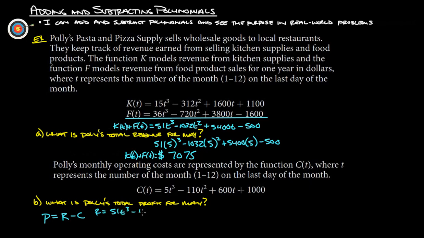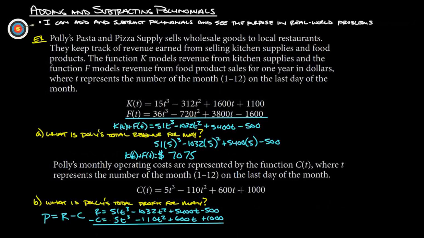In that case, our revenue is 51t cubed minus 1032t squared plus 5400t minus 500, because that's what we got when we added our two revenues together. And now we're going to subtract our cost, which is 5t cubed minus 110t squared plus 600t plus 1000. So we're going to subtract these two things.